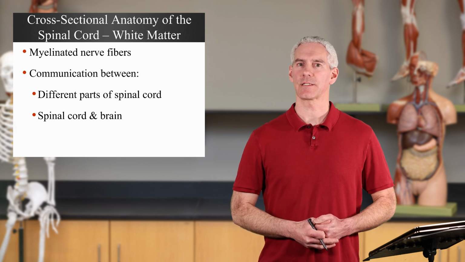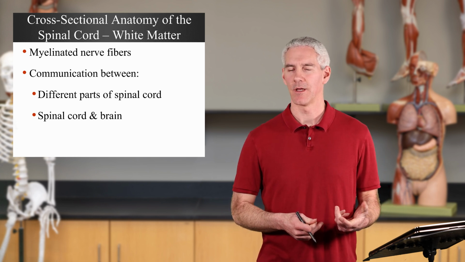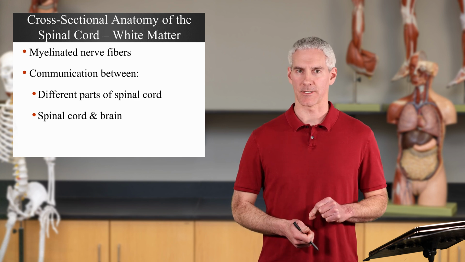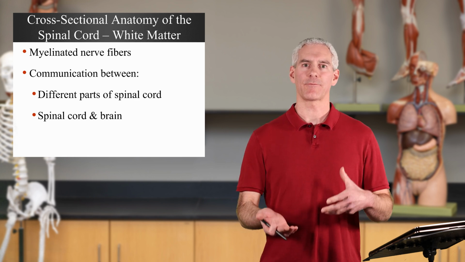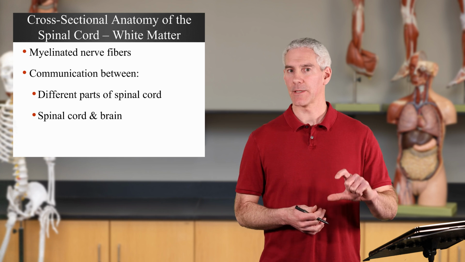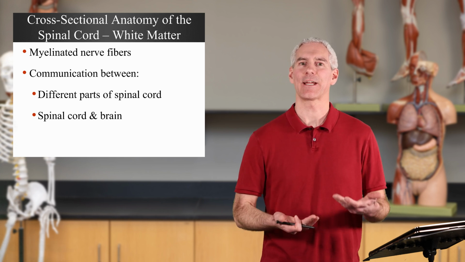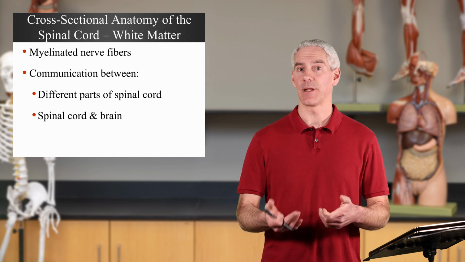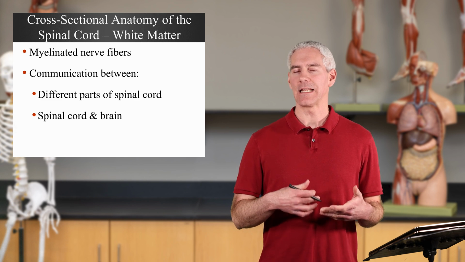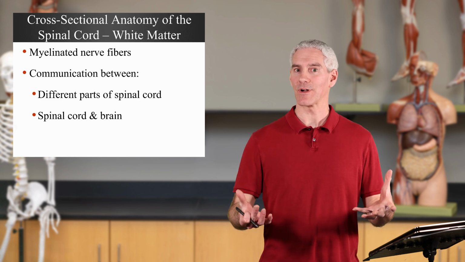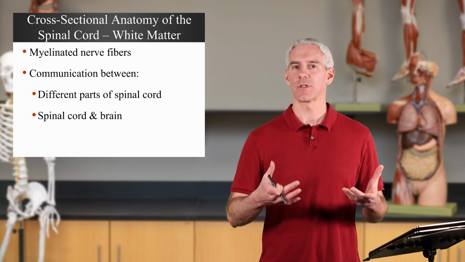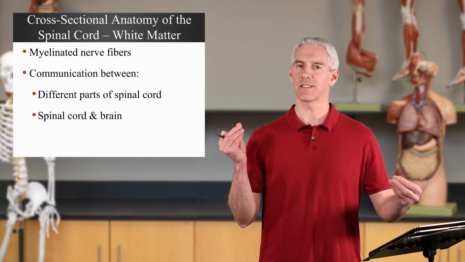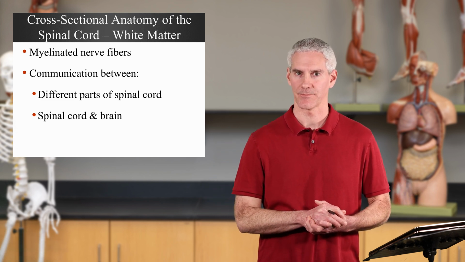Continuing on with cross-sectional anatomy of the spinal cord, we're going to focus on the white matter. Now, we know back when we talked about the brain, white matter has a higher amount of myelination compared to the gray matter. And by having myelination, there's more insulation, so those neurons can travel longer distances carrying action potentials.